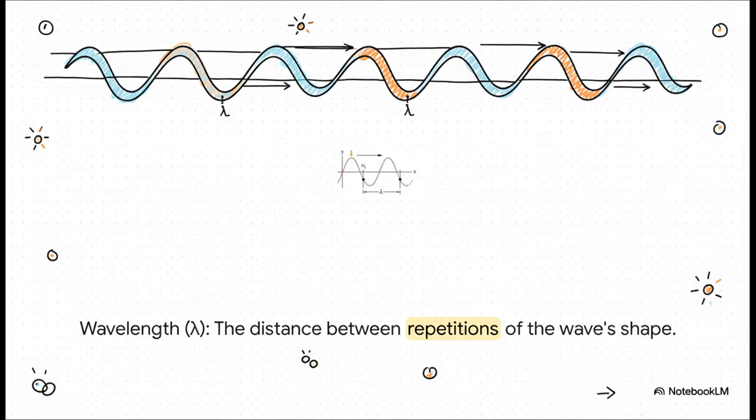Next, we've got wavelength, which uses that Greek letter lambda. This is just what it sounds like, the physical length of one complete wave. You measure it from one peak to the very next peak, or really from any point on the wave to the next spot where it starts repeating itself.